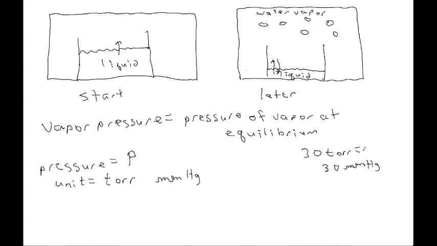So torricelli and millimeters of mercury are different names for the same unit, so it's easy to convert between these. These are just different names for the same unit.